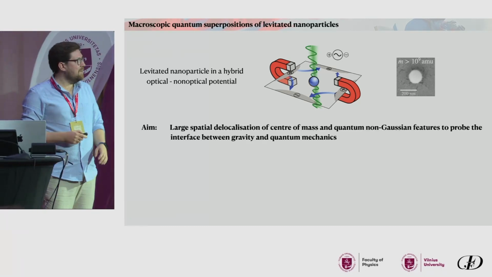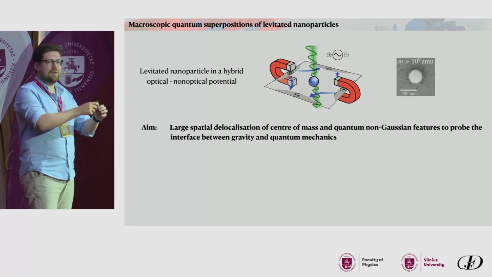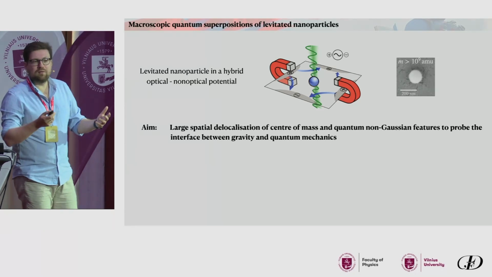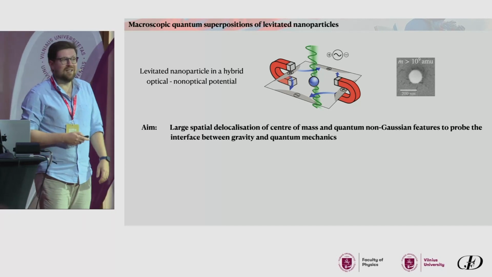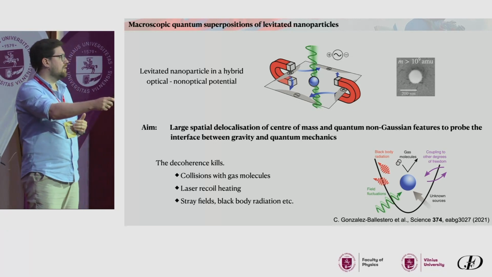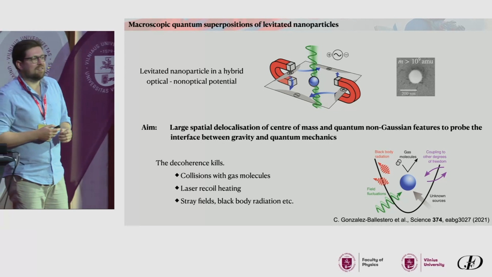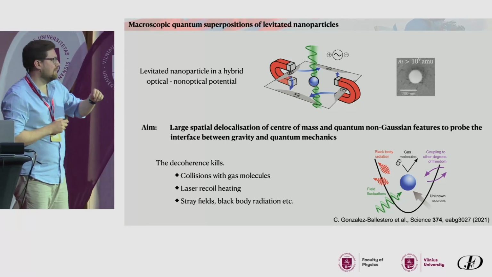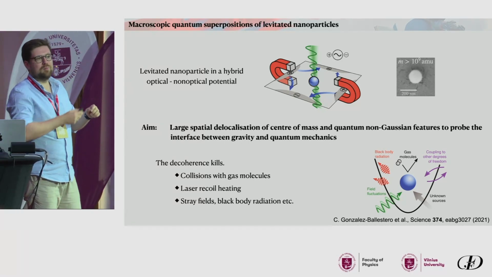The aim is to have control over its center of mass motion such that we can delocalize it and see some non-Gaussian, quantum features of its state, to probe gravity and quantum mechanics at the same time. But the problem with this setup is that it's extremely decoherence prone. The usual decoherence times are much shorter than what we would need to see quantum features coming from this small eta.